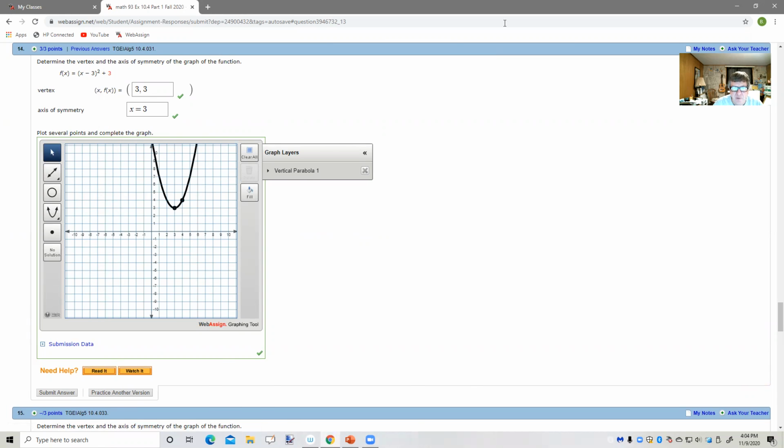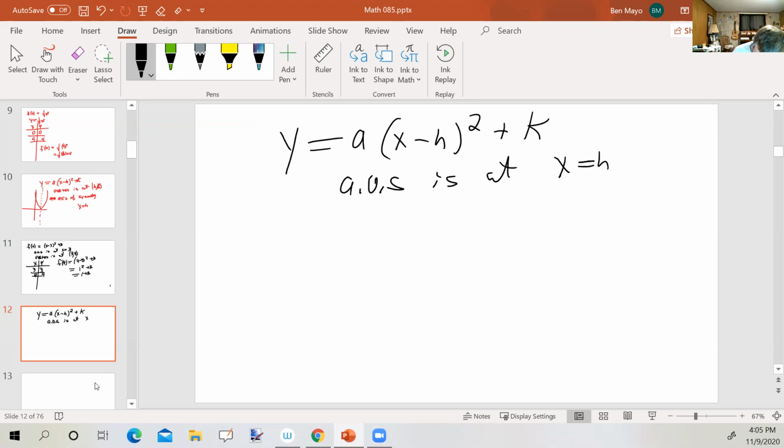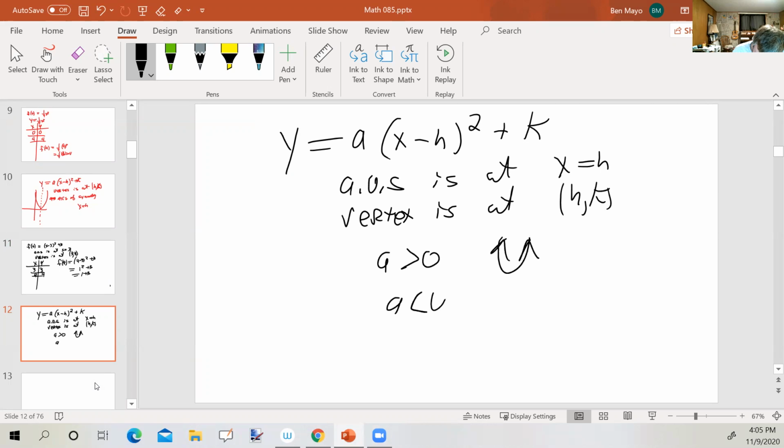So the big formula of the day is this: y equals a times x minus h squared plus k. The axis of symmetry is at x equals h. The vertex is at hk. If a is greater than 0, it opens up. If a is less than 0, it opens down. If this is y equals x squared, if a is greater than 1, it's going to be inside. If it's less than 1, it's going to be outside.